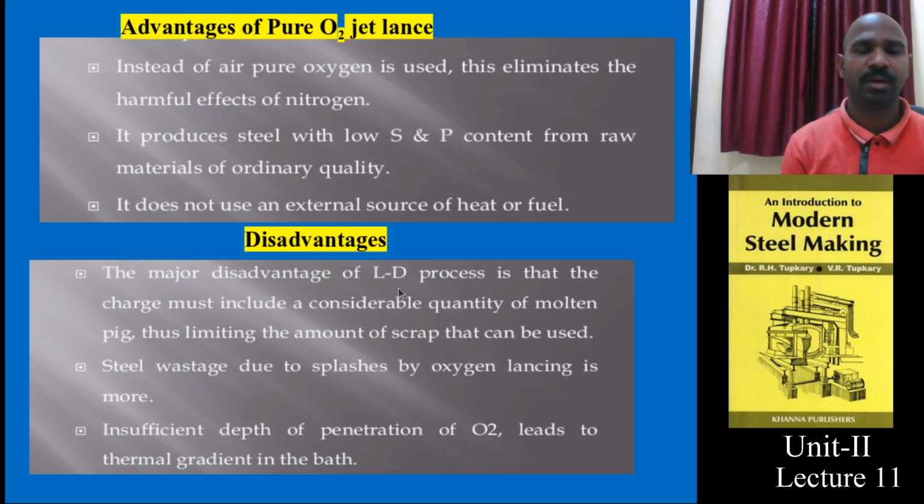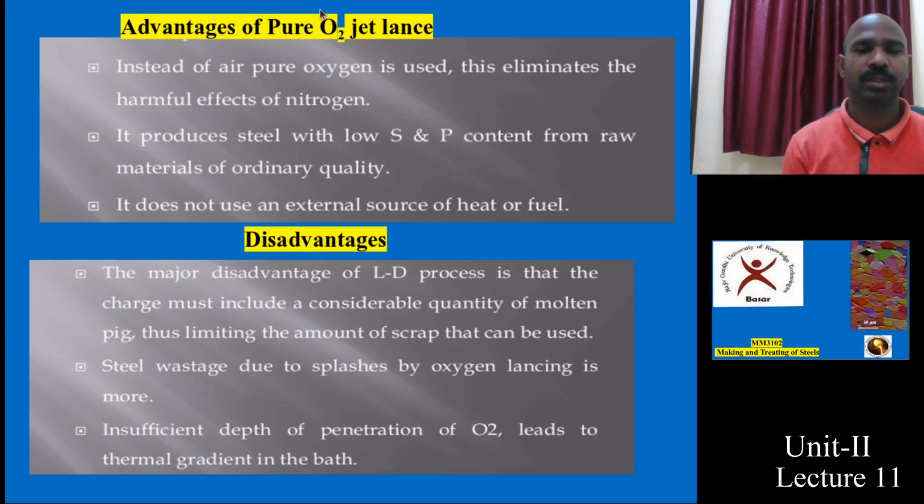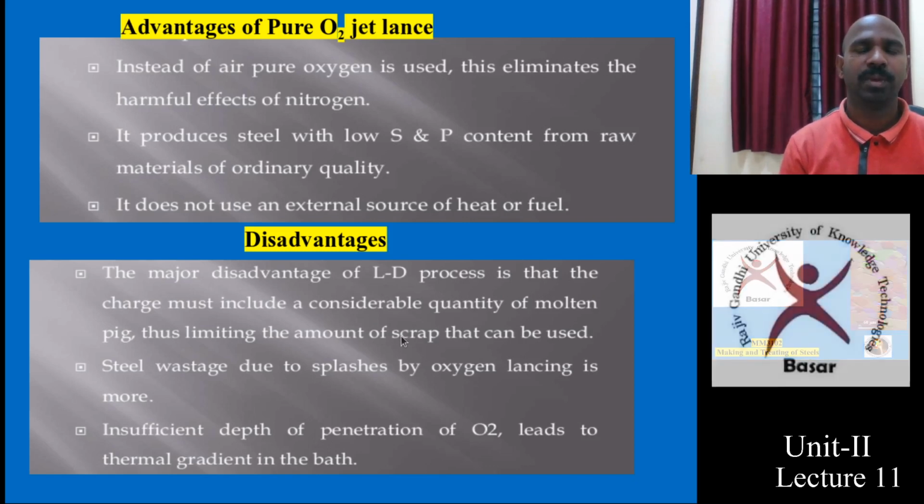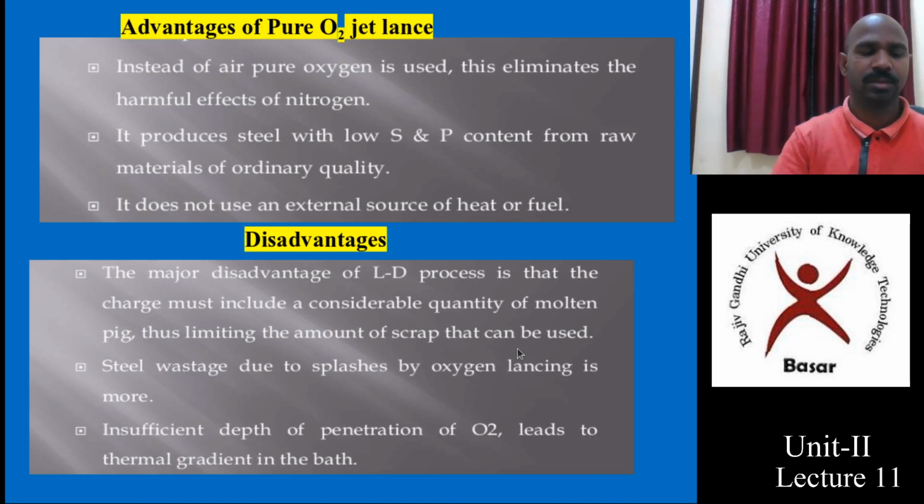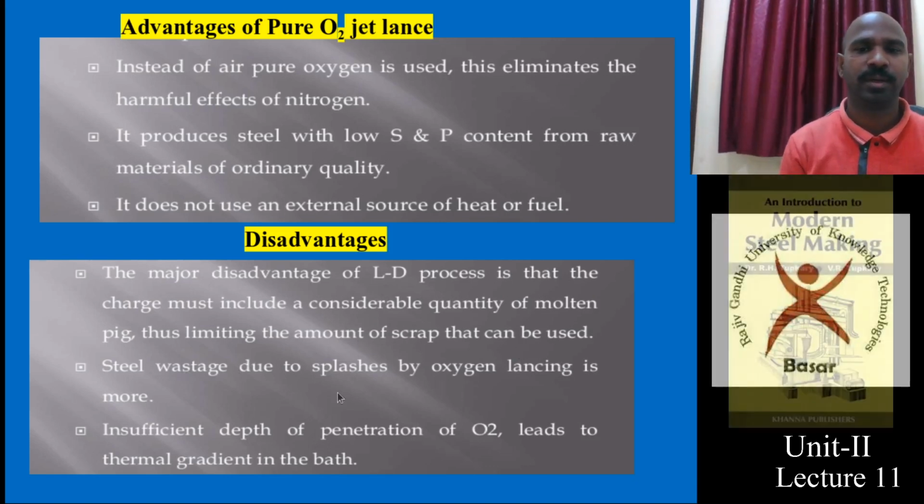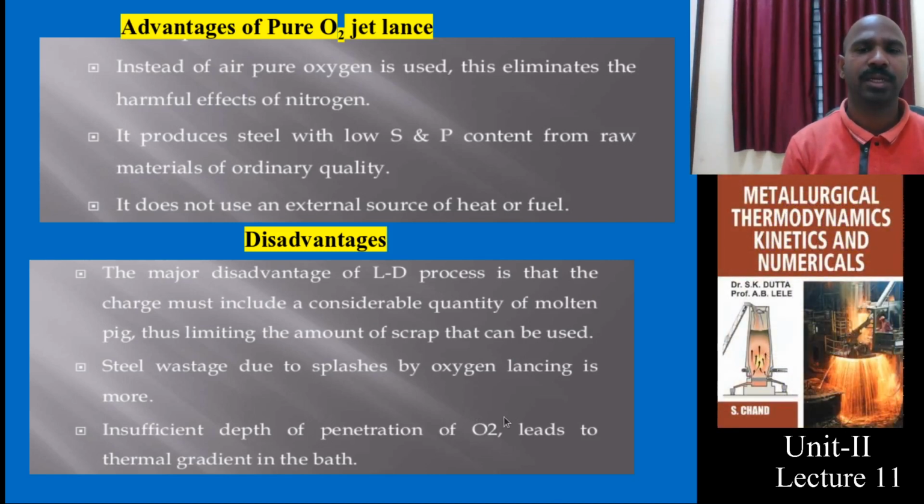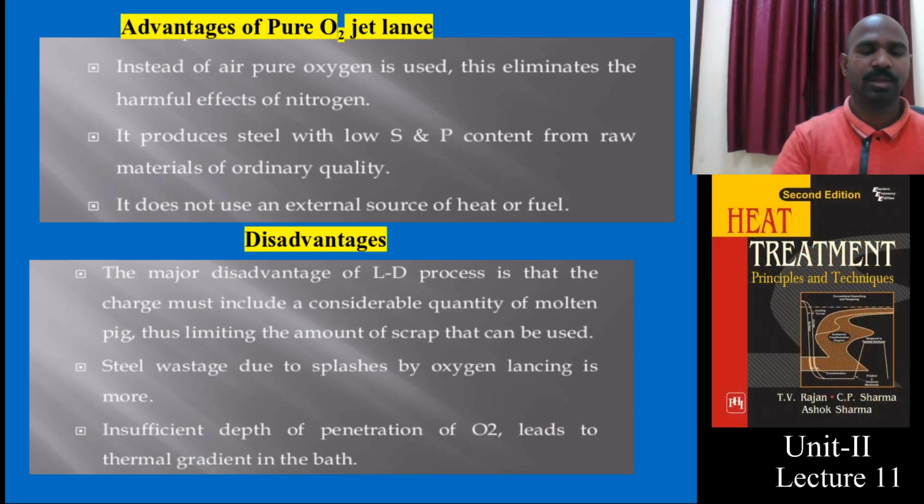The disadvantages of the LD process: because of the splashing of the oxygen jet, the molten pig iron may spill out of the LD vessel. It can be compensated by steel scrap, and this oxygen lancing creates some amount of steel wastage. Another disadvantage is that the oxygen jet may reach an insufficient depth because of the temperature gradient, from high temperature to low temperature, during the refining process.